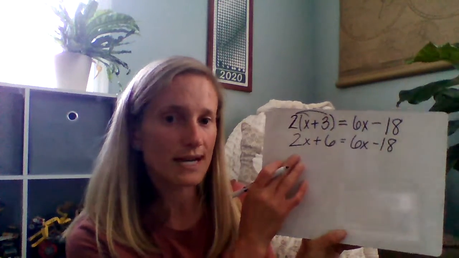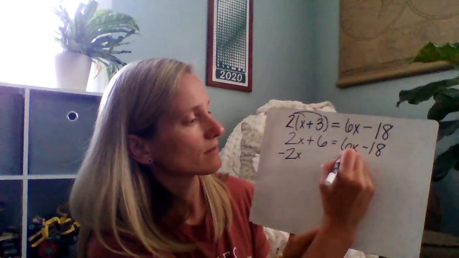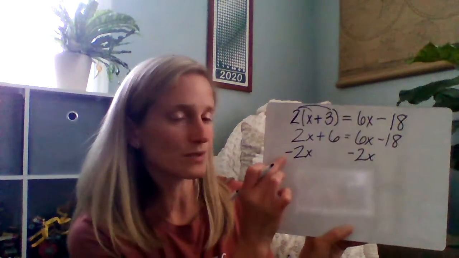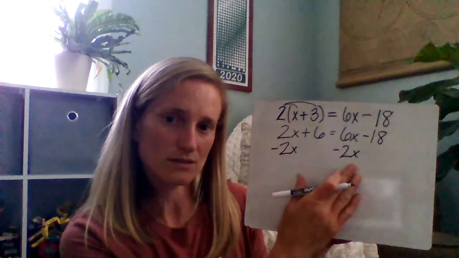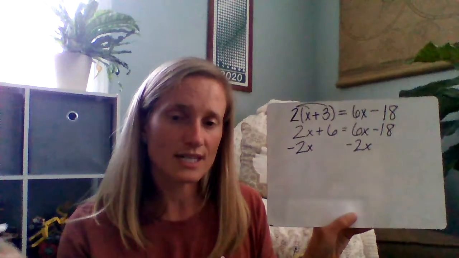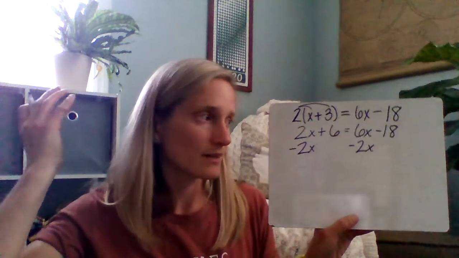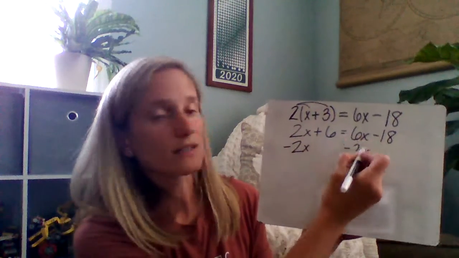So in order to move it, this is a positive 2x, so I want to subtract it from both sides because 2x minus 2x is 0. And just remember, if you do it on one side of the equation, you have to do it on the other side of the equation. So that equal sign is like a balance scale. I can't just take weight off one side. My scale wouldn't be balanced anymore. So if I take it off one side, I have to take it off both sides.